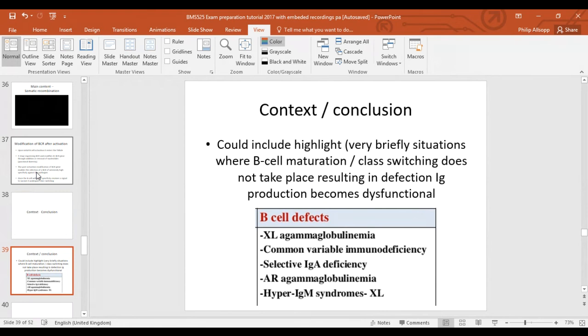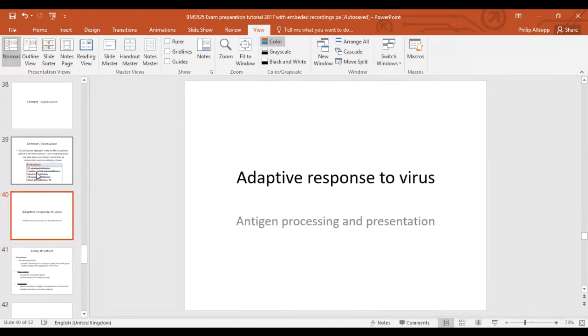Okay, and at this stage, in terms of context and conclusion, you would relate to some of the immunodeficiencies that exist, and discuss how defective B cell maturation or defective class switching can contribute to serious health issues. So at this point, it's taking this content and mixing it with some of the content from the later lectures in immunodeficiency. Now, is everybody happy with that?